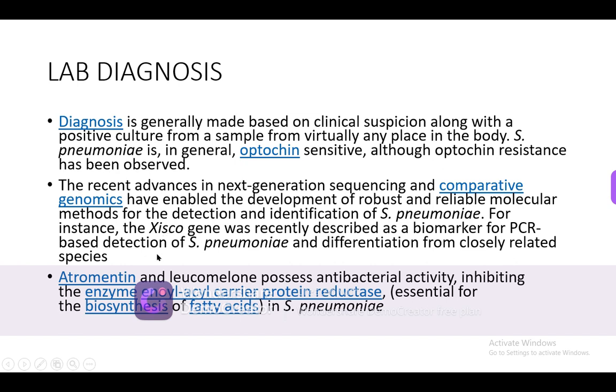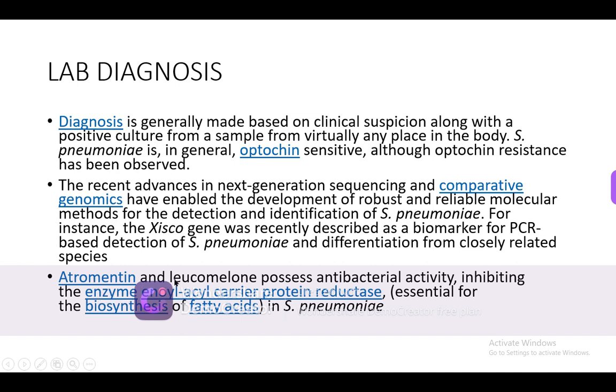Now, it can be detected in the urine by what is called the pneumococcal antigen. It can be detected from the urine also, because it is an antigen present on the cell wall that detaches, and you can detect it by a kit in the urine, and you can label the person as having this Streptococcus pneumoniae.